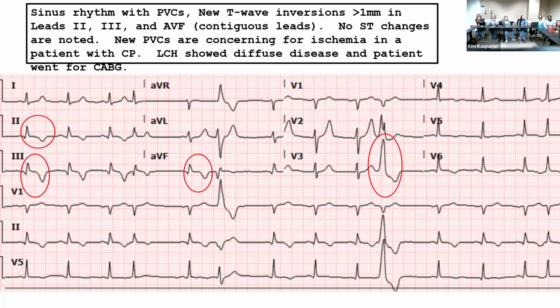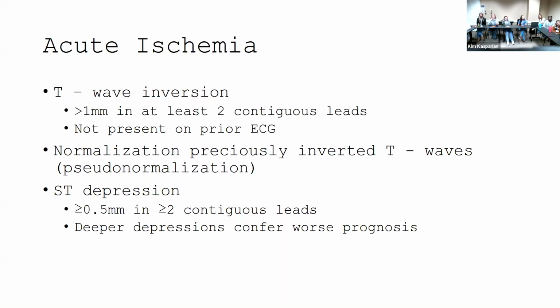So this guy got a left heart cath. He had diffuse disease, and he ultimately got a CABG. But he was not having a type 1 event because his troponin actually remained negative. Most people don't thread the needle like that, and that's why we have high sensitivity troponins.